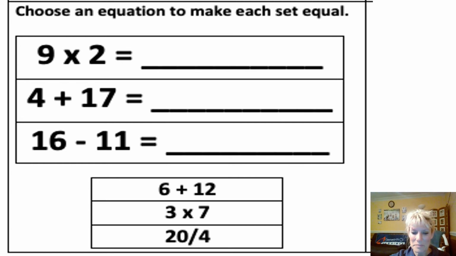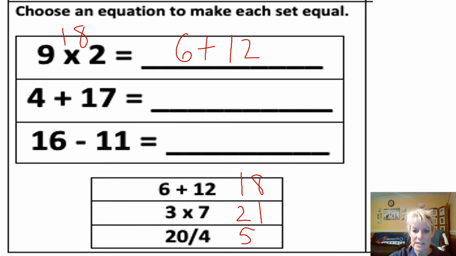Okay, I'm going to come down at the bottom, and I hope you did this too. 6 plus 12 is 18. 3 times 7 is 21. 20 divided by 4 is 5. Now we just need to find the ones that match at the top. 9 times 2 is going to be 18. So I need to look down here. 6 plus 12 is 18. And now I have 18 equals 18.